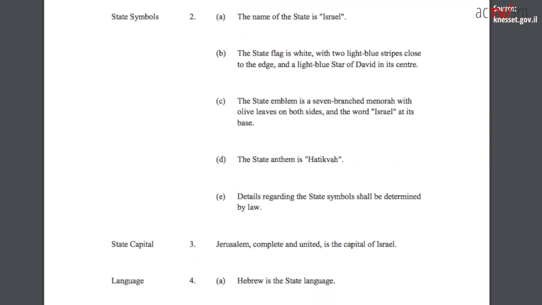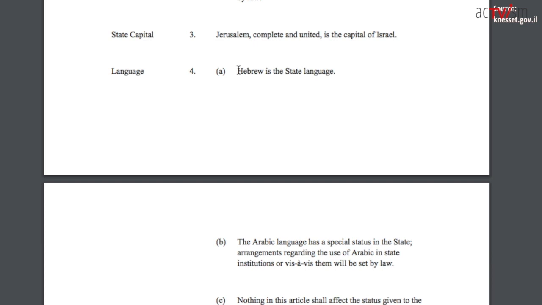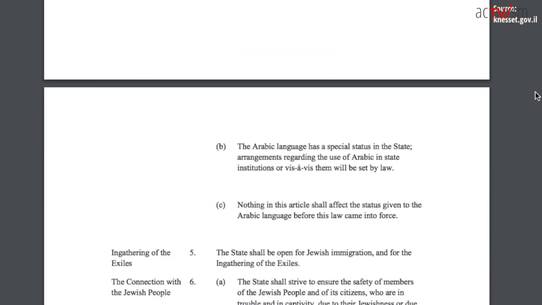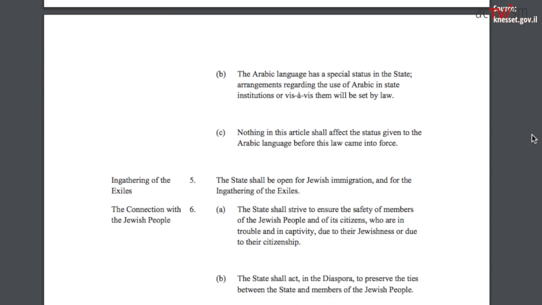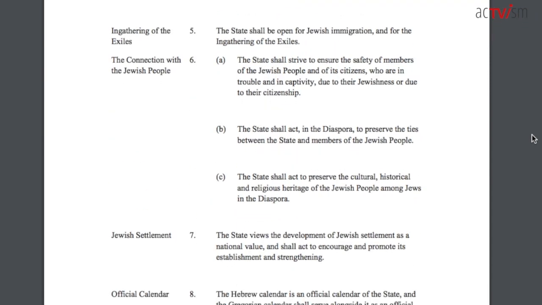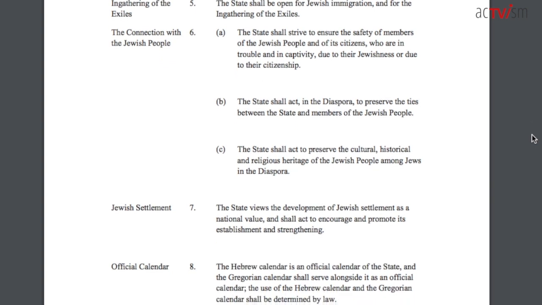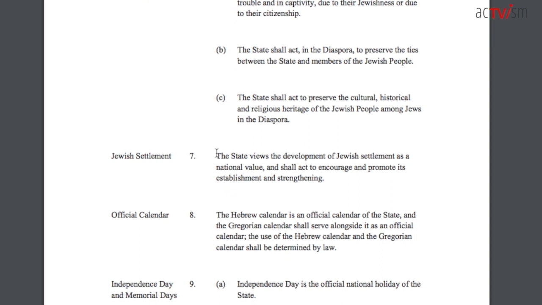The official language is Hebrew. Up until now, there were 3 official languages in the Israeli law, Hebrew, Arabic, and English. But now only Hebrew is an official language, and Arabic has a special standing, but it is no longer considered an official language. And the law also stipulates that the Israeli government is obligated to promote the interests of the Jewish people and Jewish colonization.